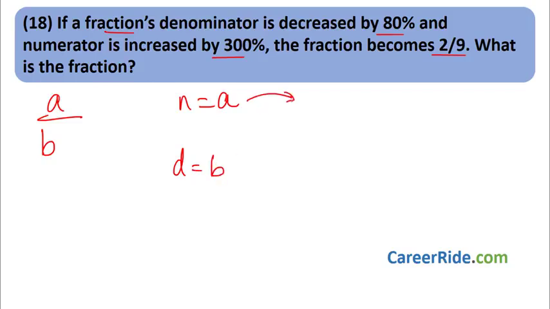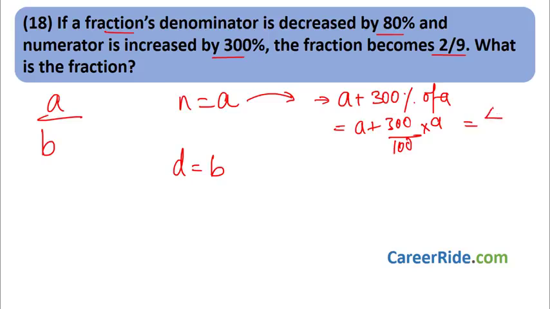Numerator is increased by 300%. So numerator becomes A plus 300% of A. That would be equal to A plus 300 upon 100 into A. That would be A plus 3A, that is 4A. This is the new numerator.